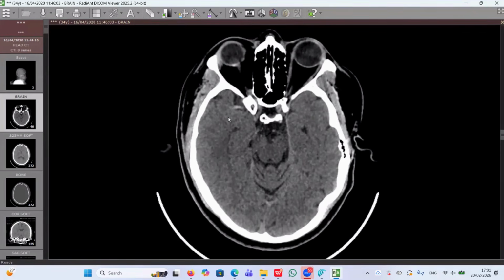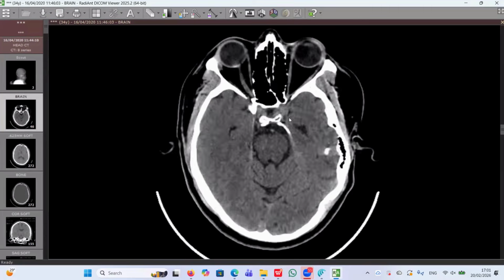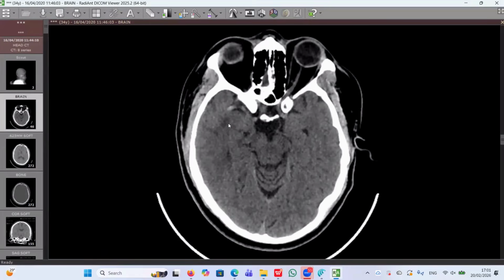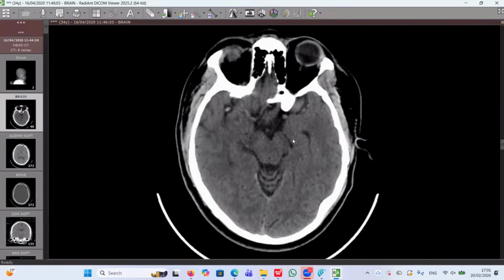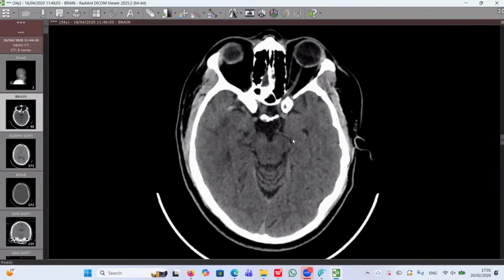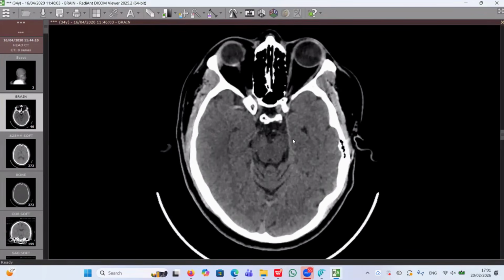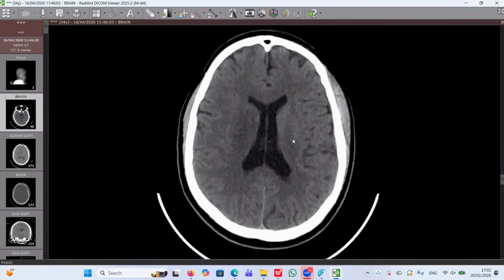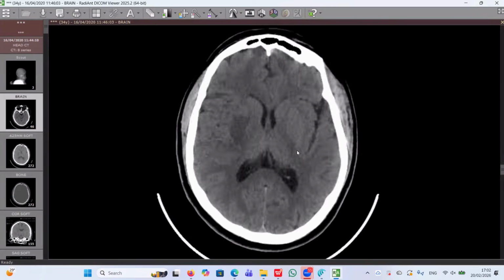If I want to compare this area with the territory of the middle cerebral artery, yes, very nice, that's the middle cerebral artery. So what's your final diagnosis, please? Infarction of the right cerebral hemisphere. Acute infarction along the territory of the right middle cerebral artery. Okay, let me describe it for you.